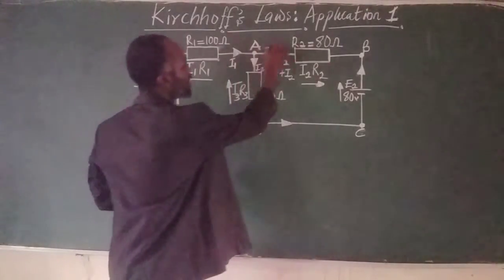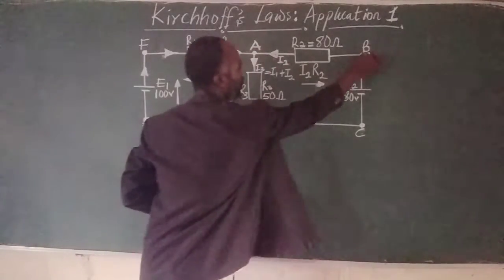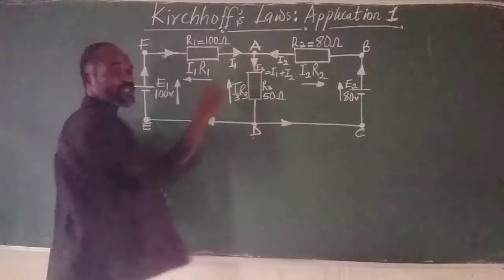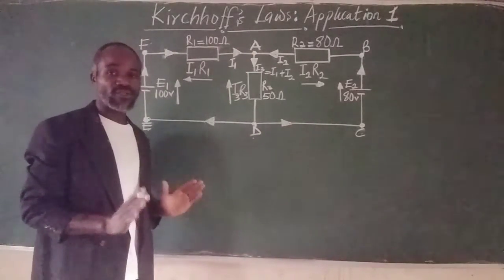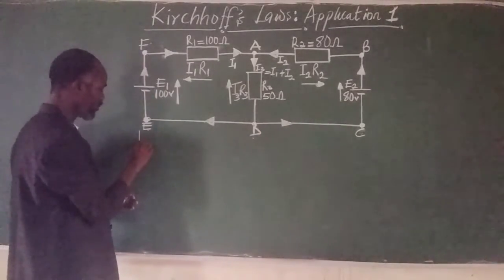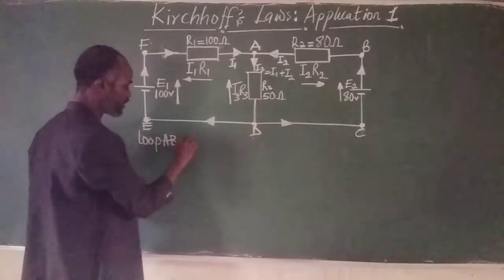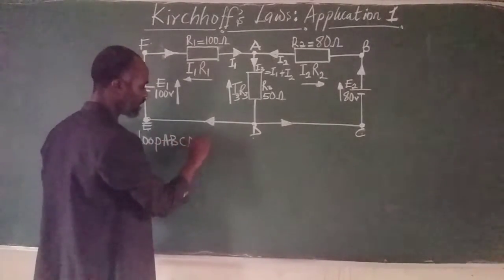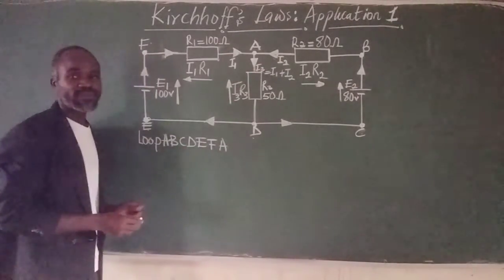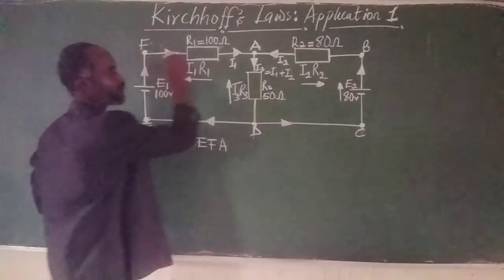We're going to take it in a clockwise direction: A, B, C, D, E, F, and then back to A. That's the loop we're going to consider. So without wasting time, let's delve into it. The loop we are considering here is A, B, C, D, E, F, and back to A, and we take our direction clockwise.